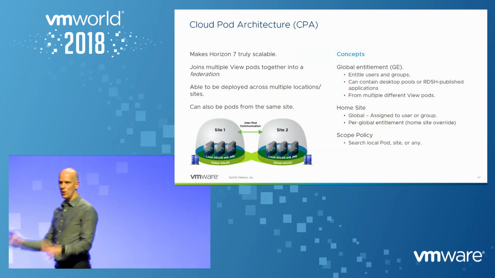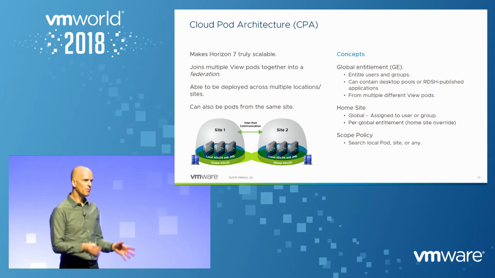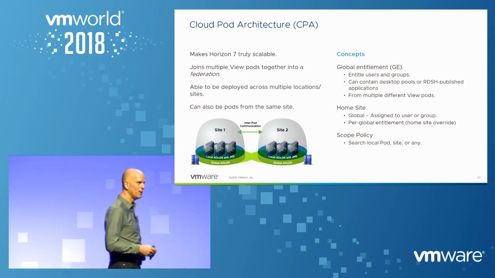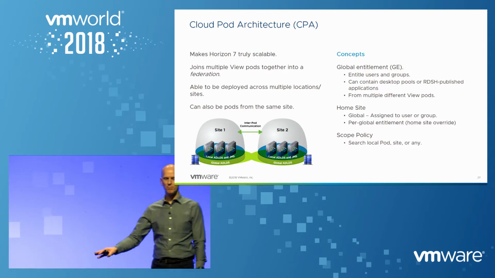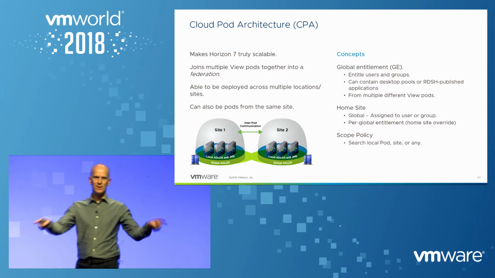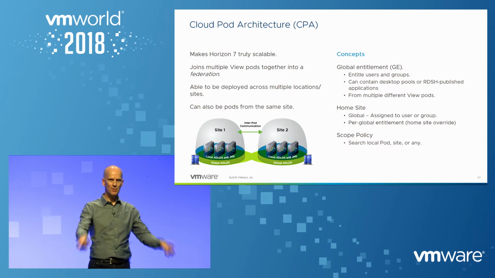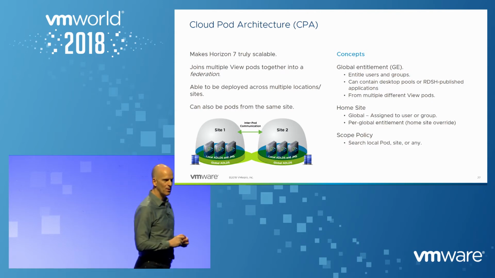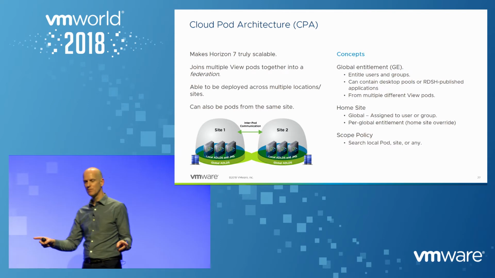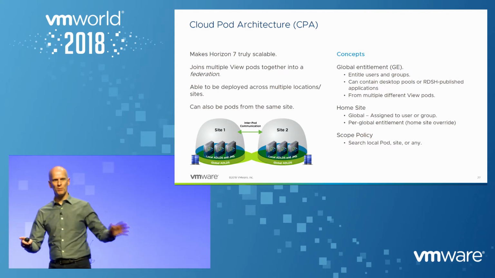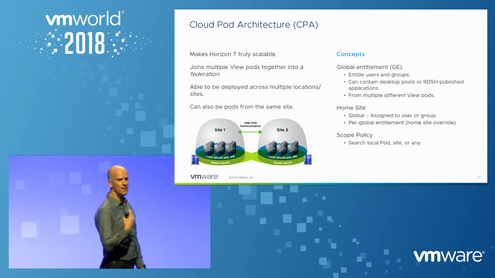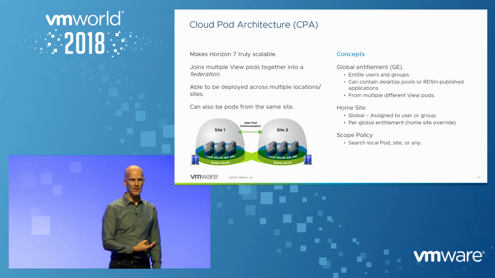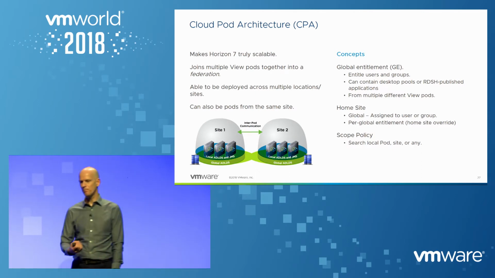And once we get past that pod, we talked about Cloud Pod Architecture, joining multiple pods together. This allows us to do things like global entitlements. So I've got a pool of desktops from pod 1, and I've got a pool of desktops from pod 2. I can create a global entitlement that says Graeme gets a desktop from either of them. I don't really care. Now, if they're in different physical locations, different sites, we can say I want Graeme to go to site 1, his home site. We can also put in search orders and control how we look for desktops as well. So there's a whole mechanism there.